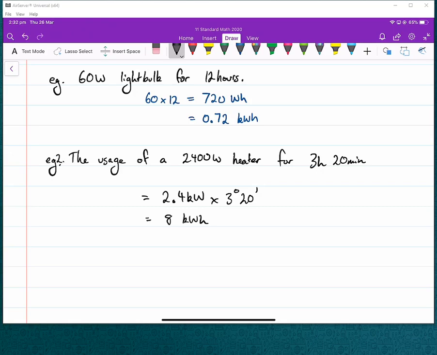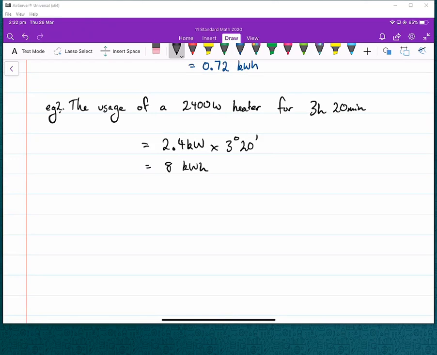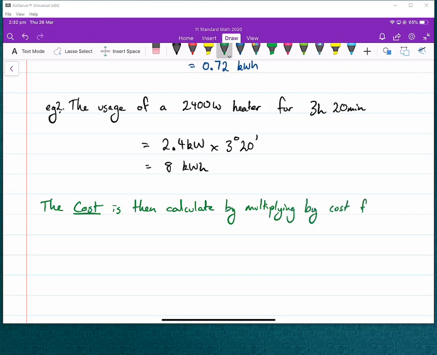Our next one was EG2. We then want to work out the cost. The cost is then calculated by multiplying what our total usage was by the amount the electricity company will charge us. Okay, so it's calculated by multiplying by cost from electricity company.